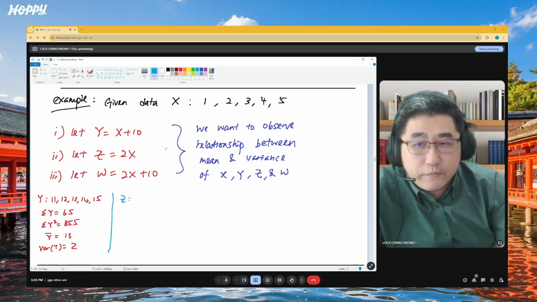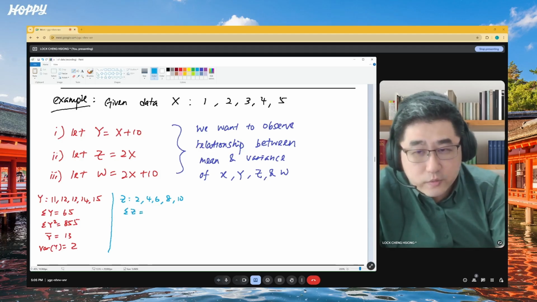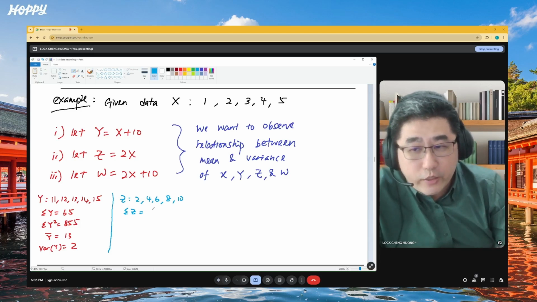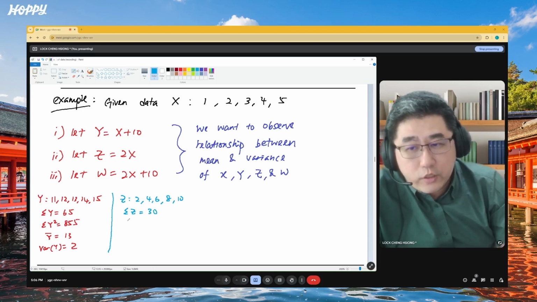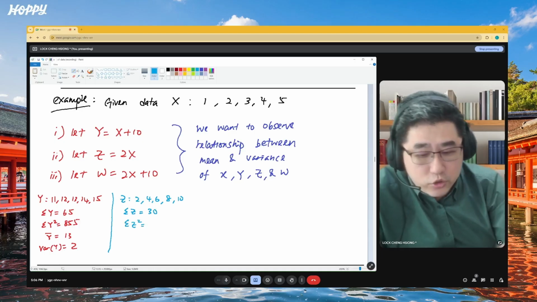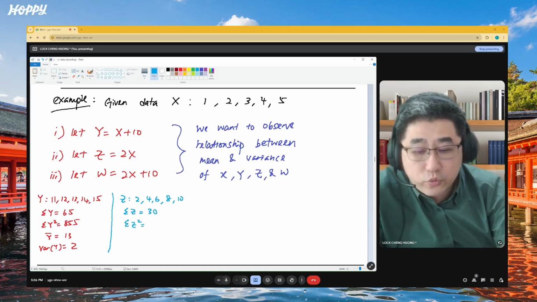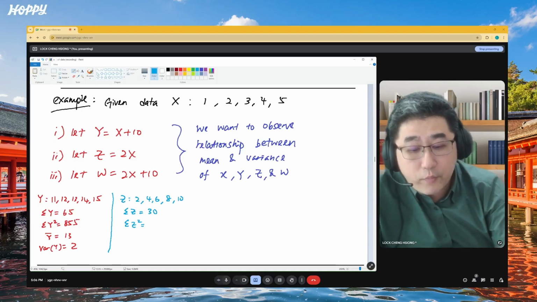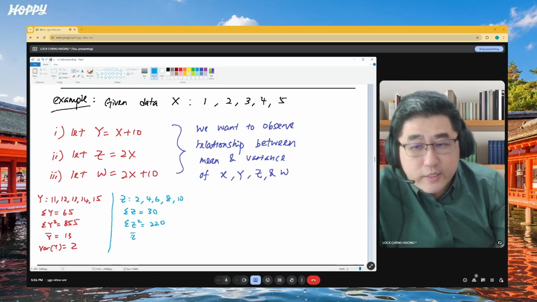So z gives us 2x. So I will have the data of 2, 4, 6, 8, 10. Then I do the summation of z: 2 plus 4 plus 6 plus 8 plus 10, I have a value of 30. Then I have a summation of z square: 2 square plus 4 square plus 6 square plus 8 square plus 10 square, I have 220.